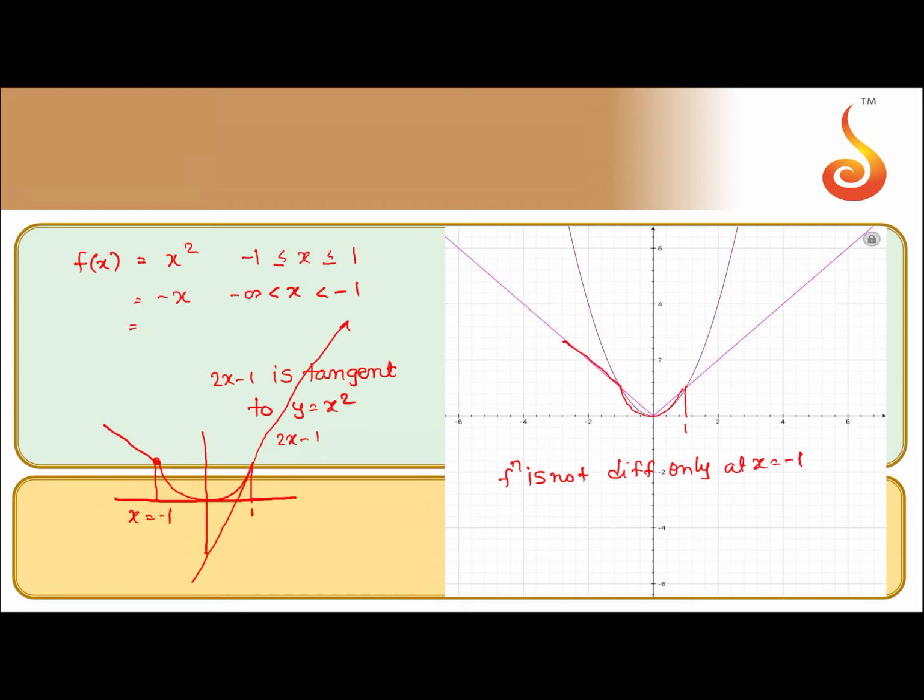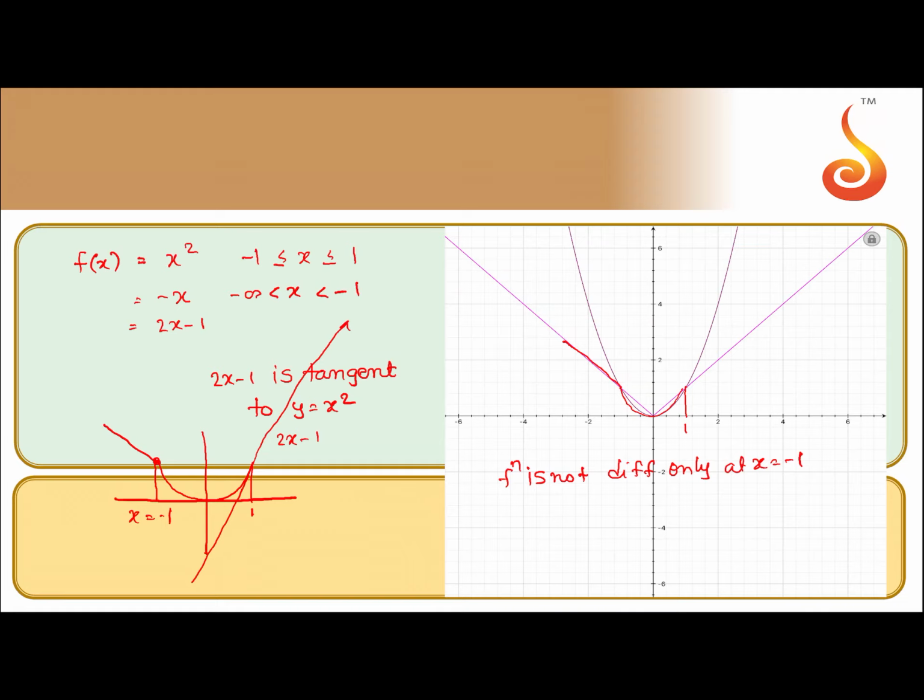Now for greater than 1 we have to talk. Greater than 1, what will be there? 2x minus 1 will be there. Greater than 1, it is a tangent, 2x minus 1 will be there. If we see differentiability at x equal to 1, this is 2x, and 2x at x equal to 1 will give you 2. Here again the derivative of 2x minus 1 is again 2. So the left hand derivative and right hand derivative are both the same at x equal to 1.